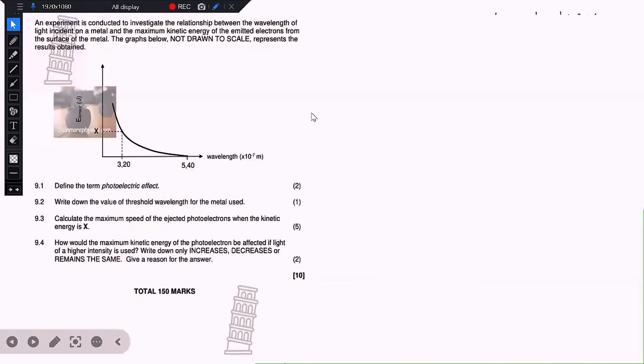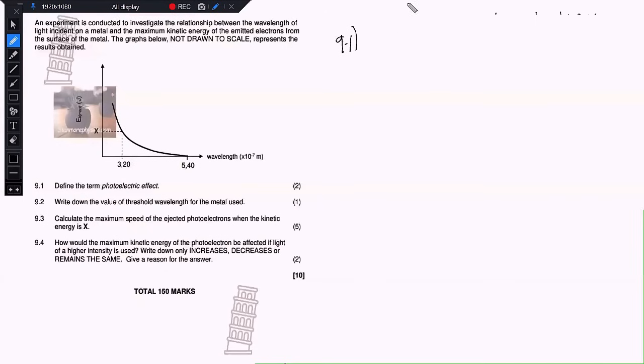Okay, so now we have question 9. It says an experiment is conducted to investigate the relationship between the wavelength of light incident on a metal and the maximum kinetic energy of the emitted electrons from the surface of the metal. The graphs below, not drawn to scale, represent the result obtained. Then we have 9.1. It says define the term photoelectric effect.